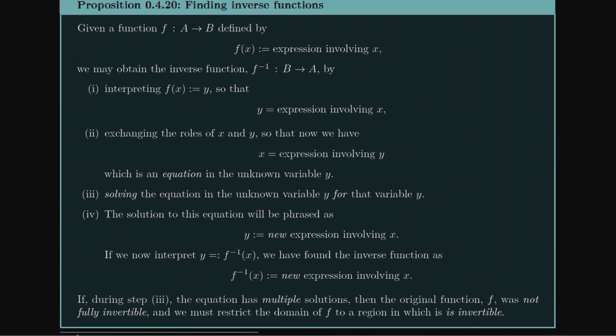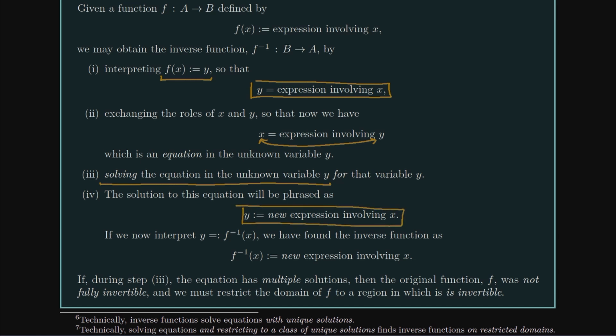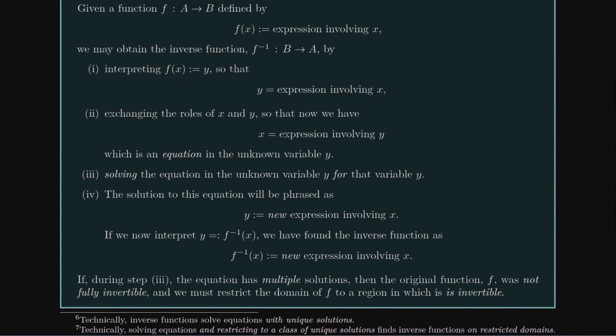The proposition I have here is finding inverse functions, which says, given a function which maps a to b, defined by some expression involving x, we may obtain the inverse by following a step-by-step process. Interpret the function as equal to y, so that we have y equals some expression of x. Then we exchange the roles of x and y, so now we have x equals some expression involving y. Then we solve that latter equation for the unknown variable y, and the solution has to be phrased as y equals some new expression involving x. Then we interpret y equals f inverse of x, which is the actual inverse function.